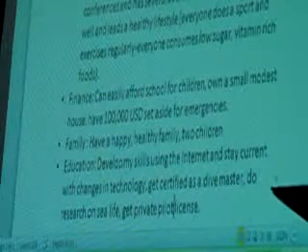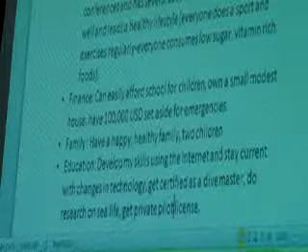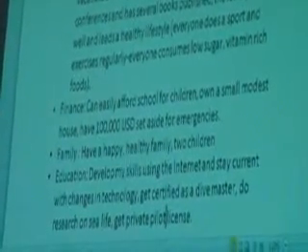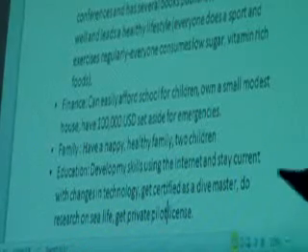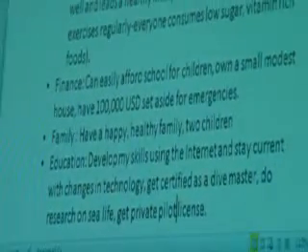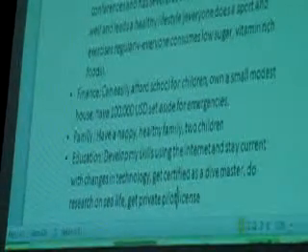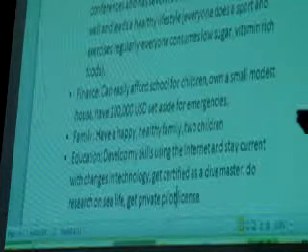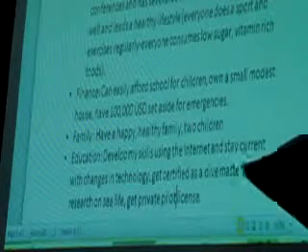I'm very much against sugar, but I eat it a lot. Finance, can easily afford school for children, own a small, modest house, and have $100,000 US set aside for emergencies. It's a dream, it's a goal. Not going to say it's going to happen, it's hopeful. Family, have a happy, healthy family, 2 children. Education, develop my skills using the internet and stay current with changes in technology. Get certified as a dive master, do research on sea life, and get my private pilot license.